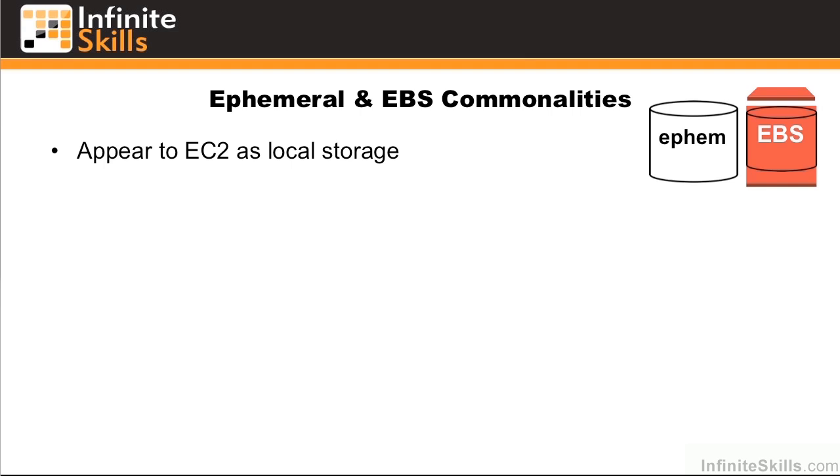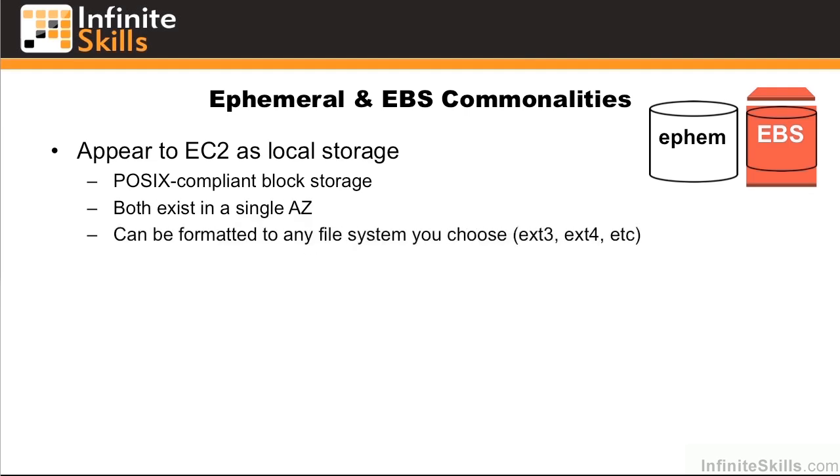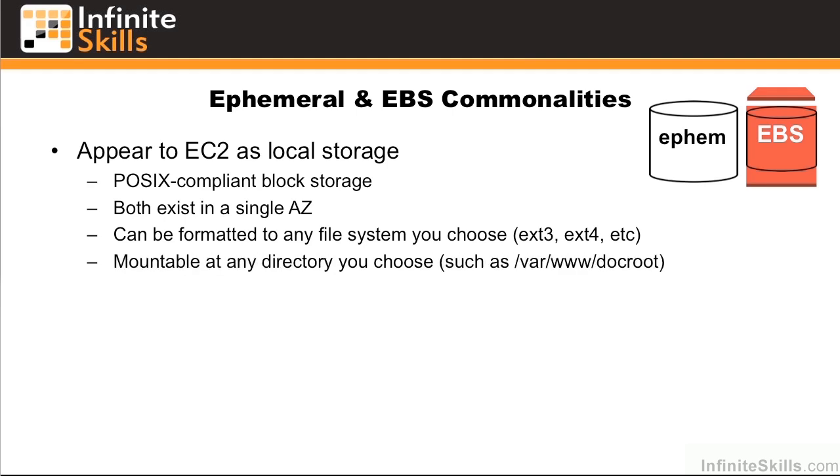They both appear to the EC2 as local storage. They're both POSIX-compliant block storage. You can think of them as a 3.5-inch disk that you would just slide into a server and provision. Both of them exist in a single availability zone. They can each be formatted to any file system you choose. They can each be mountable at any directory you choose, such as the server's web root. The I/O out of the EC2 instance in both cases is charged.